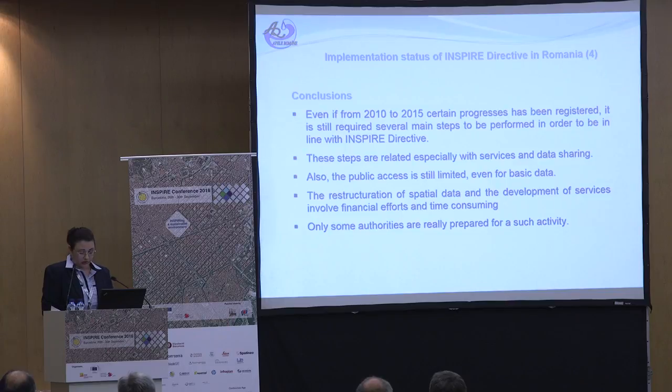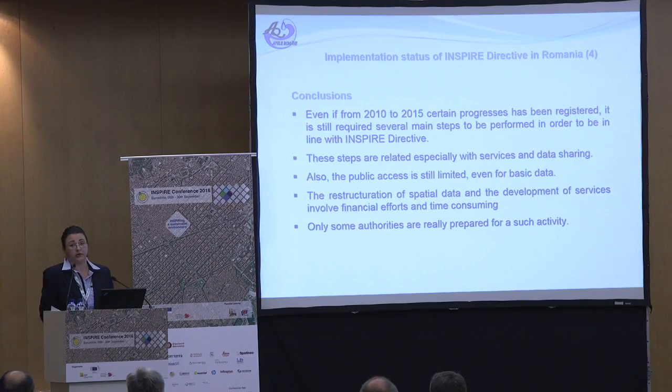So, in conclusion, as I showed in the previous slides, even though Romania has made some progress, it is still necessary to improve and accelerate the implementation of the National Action Plan and also the INSPIRE strategy. The main priority is to increase the effectiveness of the web services, meaning spatial download services, transformation services and data sharing. For instance, public access is still limited.